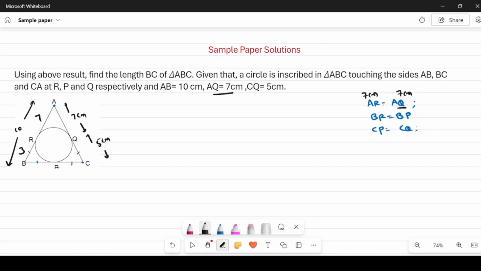And we know CP is equal to CQ. Since CQ is 5 centimeters, CP also should be 5 centimeters, right? Then from point B, BR is equal to BP. We got to know BR is equal to 3 centimeters. So BP is also 3 centimeters. So BC is BP plus PC. So 3 plus 5, which is 8 centimeters. Hope this is clear. We'll write them down.